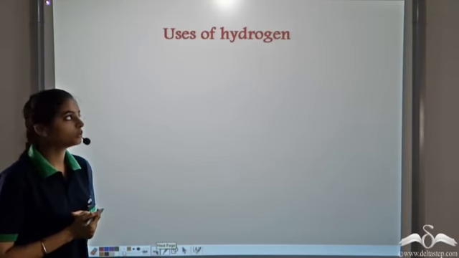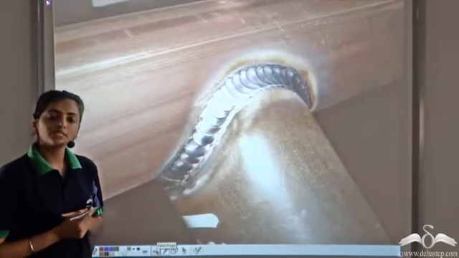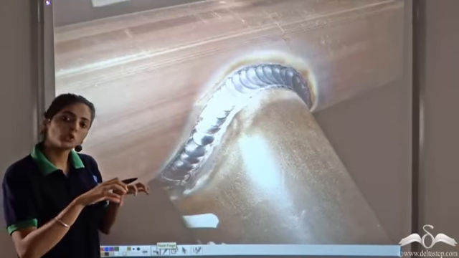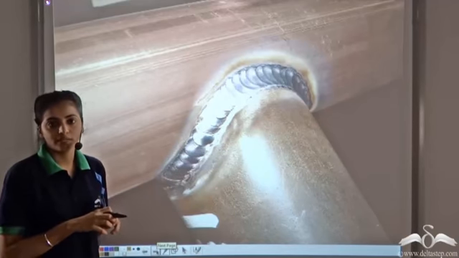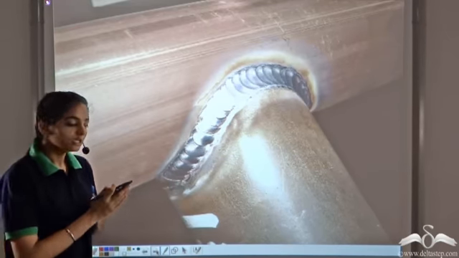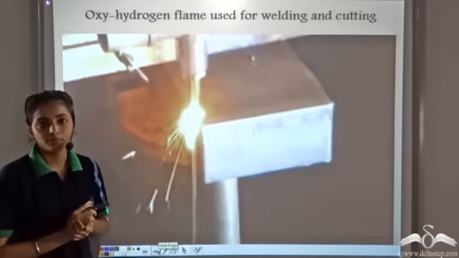Let's look at the different uses of hydrogen. You must have seen that at times steel pipes, iron pipes, are joined together at different positions. That is the welding of the metals. Welding and cutting is very important. This is done by a flame, oxyhydrogen flame.